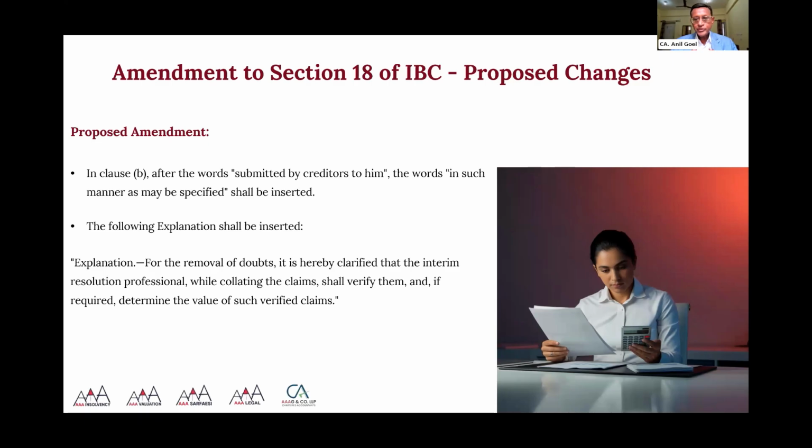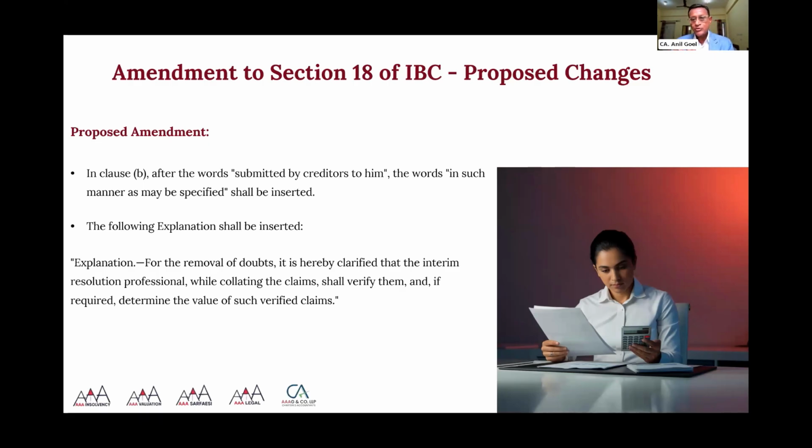So earlier, there was some kind of conflict. The IBC code was saying that it is only the duty of the RP to collate the claims, whereas the regulations were saying that the RP also verifies the claim. Now, it has been said that it will be verified. So therefore, the verification part is now complete here. So therefore, the subsequent amendment says that the entire part of verification during liquidation process has been removed.